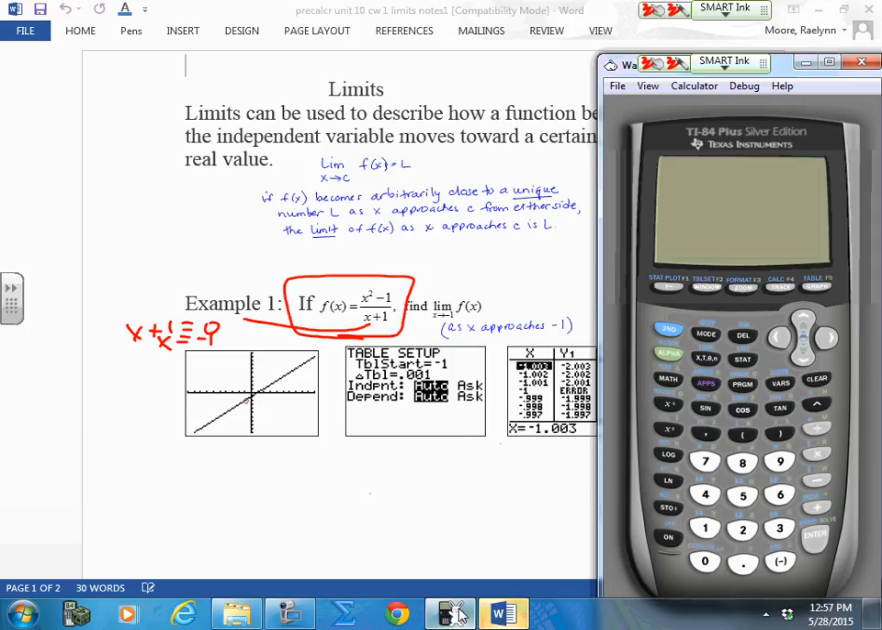So let's put this in your calculator. You're back to a regular graph. Put it in your calculator. If it's easier, use the fraction bar. Then you don't have to worry about getting parentheses in here.